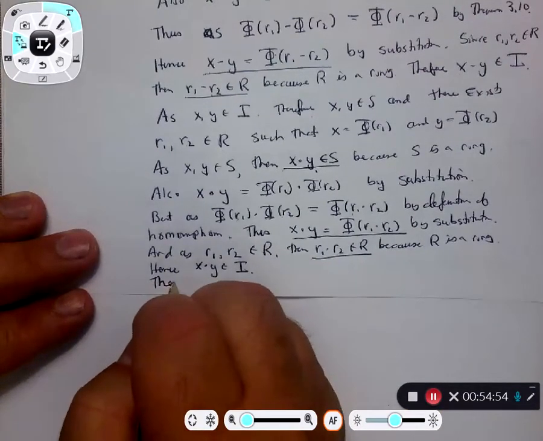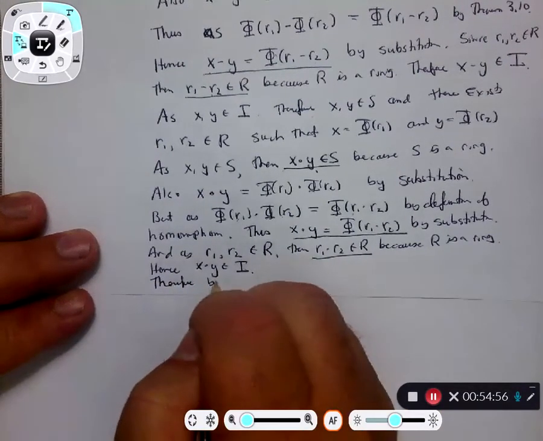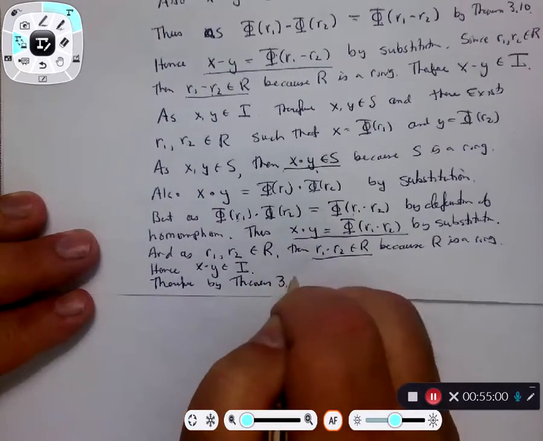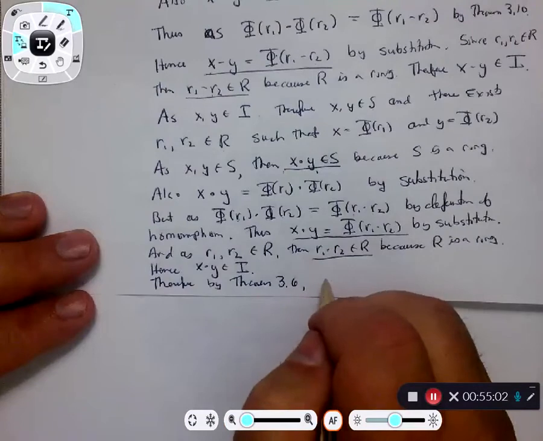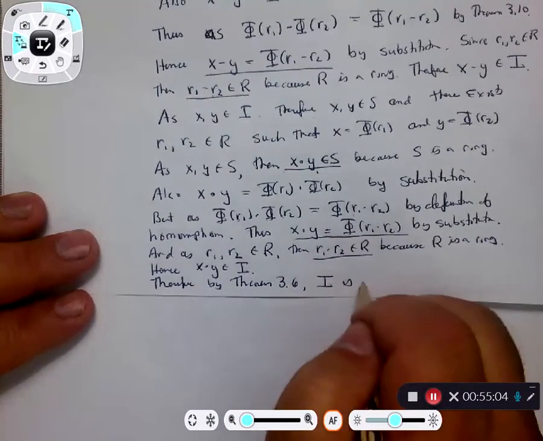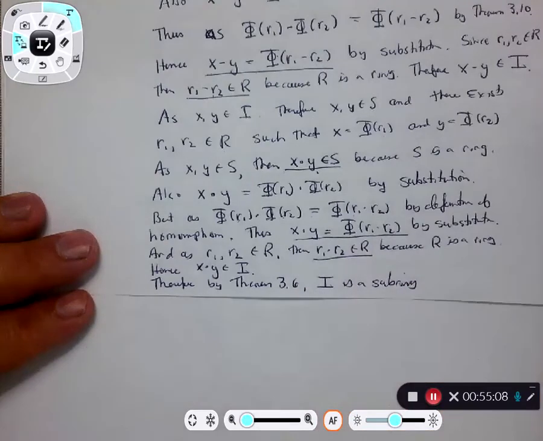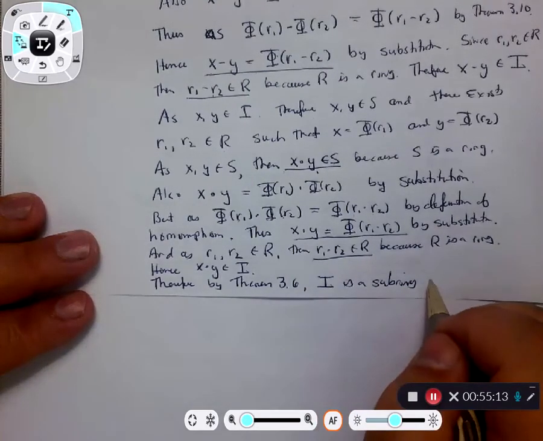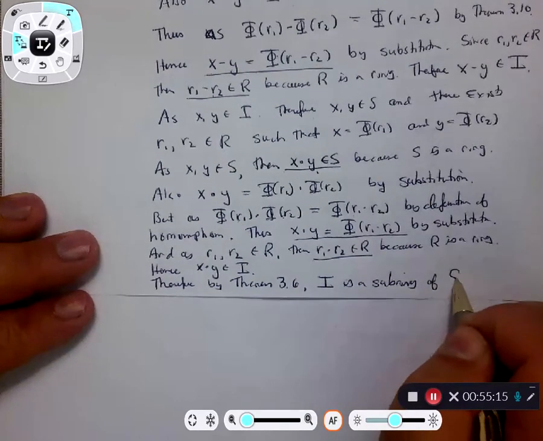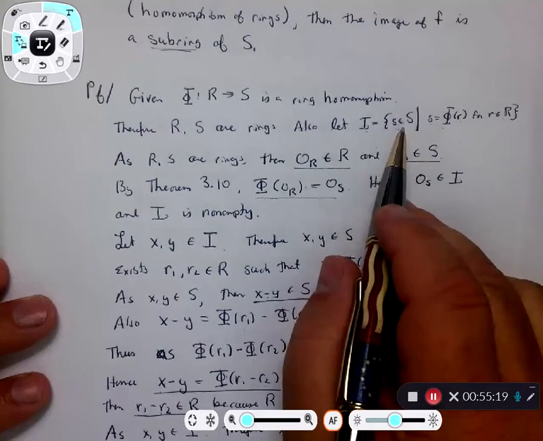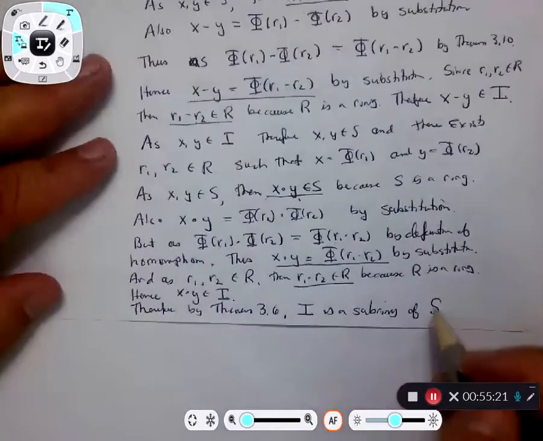Therefore, by your favorite theorem, 3.6, I is a subring. And don't just tell me it's a subring. You've got to be a subring of somebody. I is actually a subring of who? S. Why S? Because S is where the elements of I came from. So you're a subring of S.